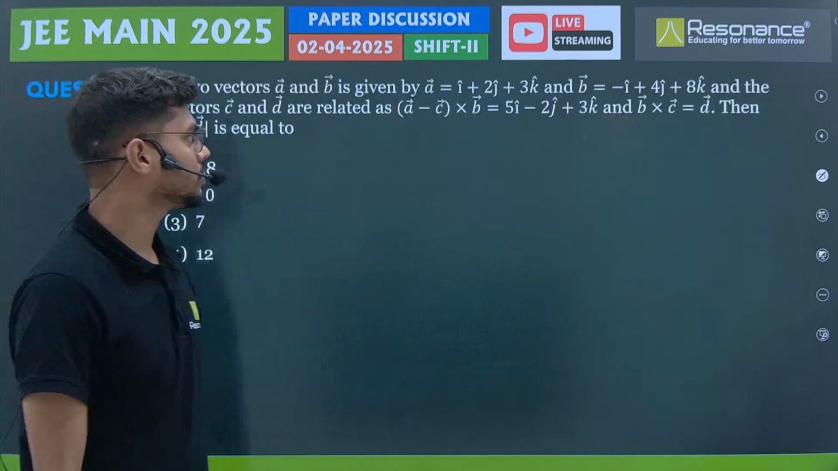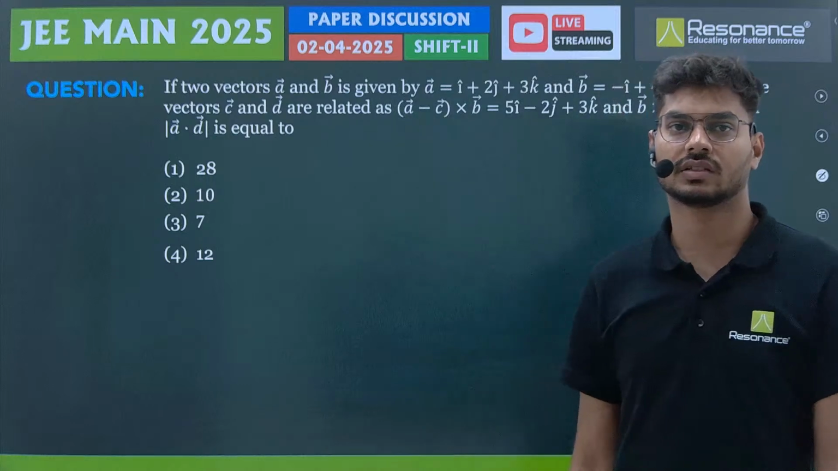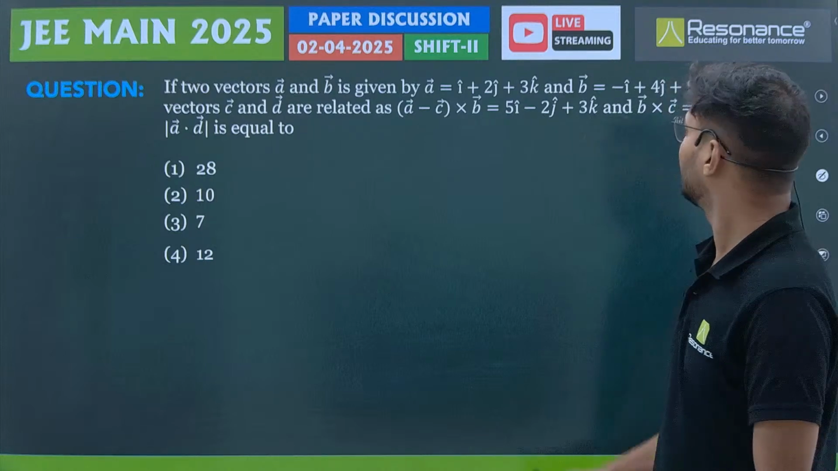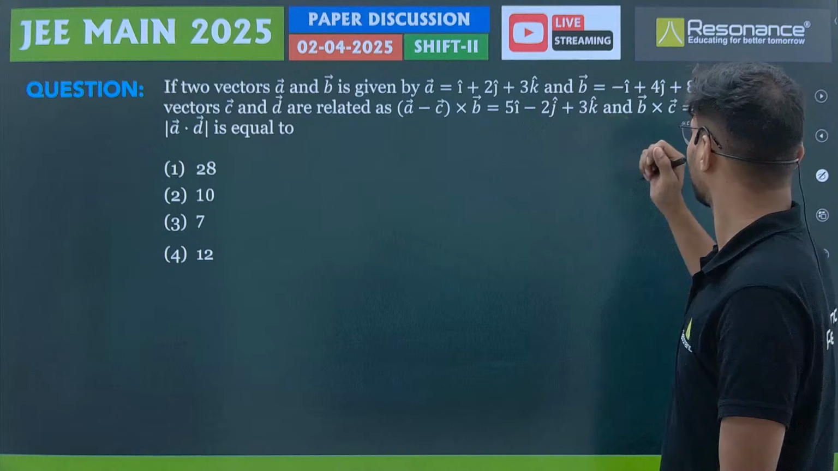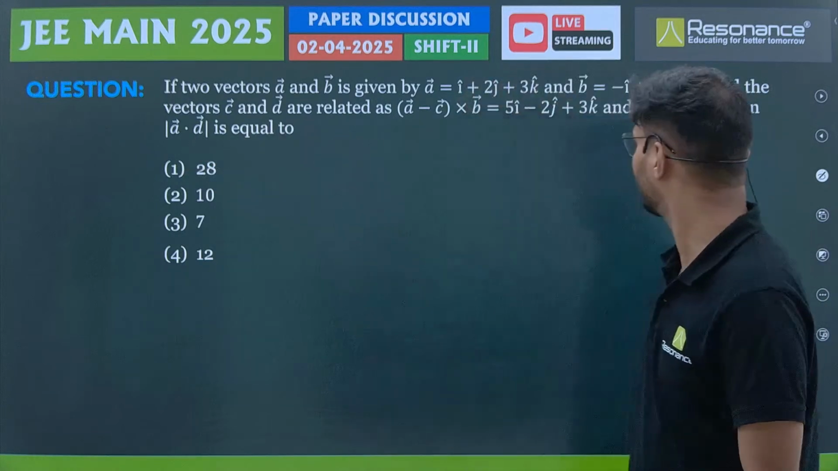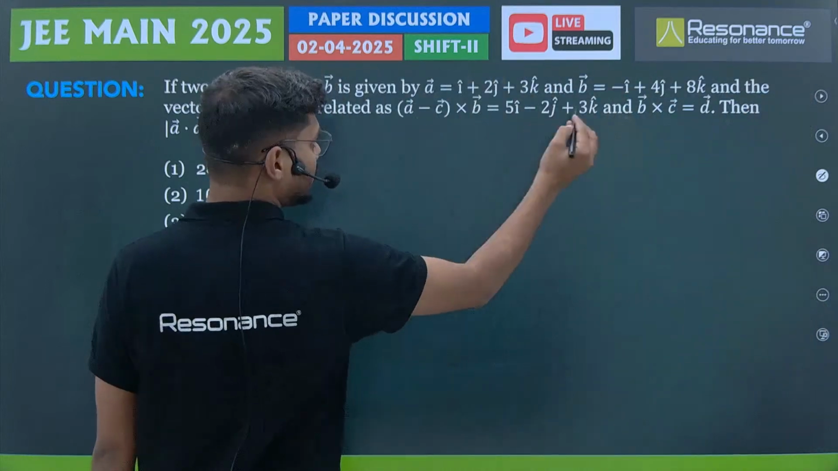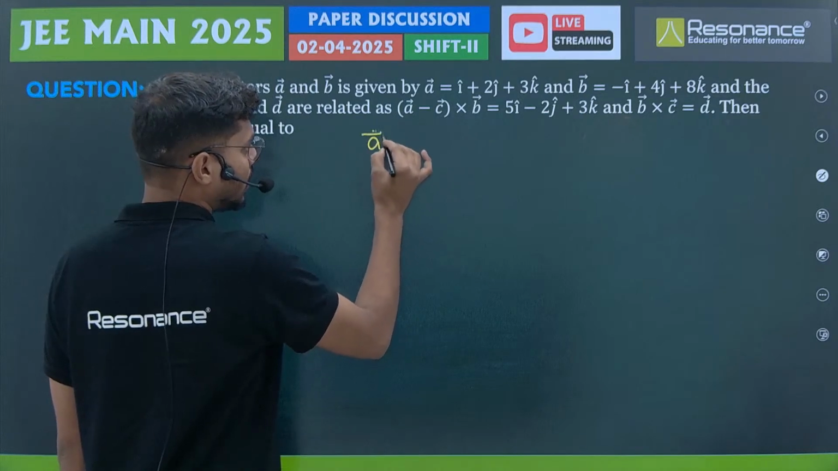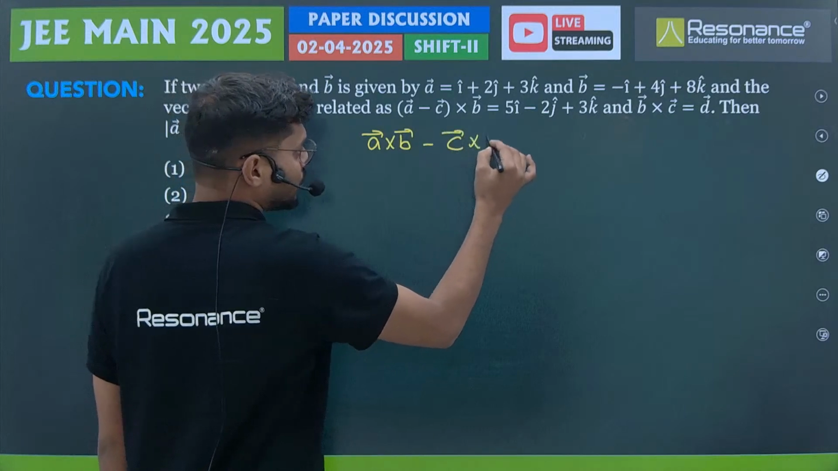So moving on to the next question, which is based on vectors. Two vectors a and b are given, and c and d are related to this particular observation: b cross c is d. I have to find a dot d. D is given as b cross c, right? So can I open this?